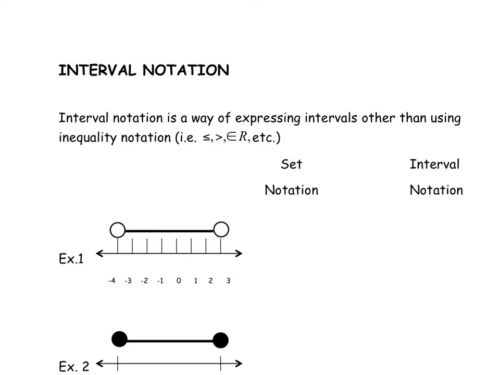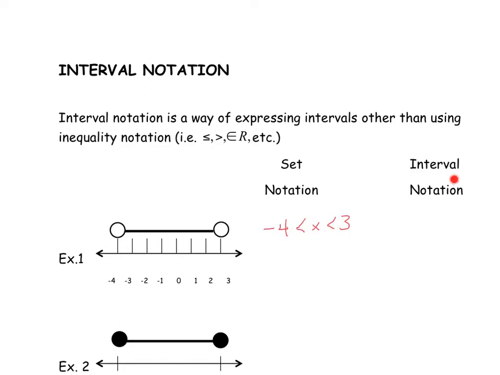So for example, the set notation of this example, here we have everything between -4 and 3. So for our set notation, it would simply be, let's use x as our variable, x is larger than -4 and smaller than 3. Notice that it's not equal to -4 and 3 because these are open dots. These are holes. Because we do not include those points, we would not use larger or equal to.